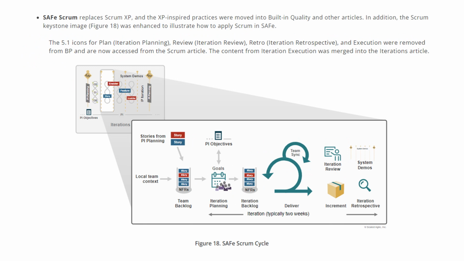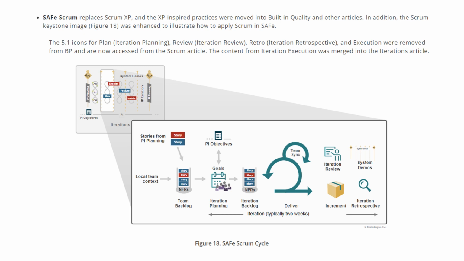In SAFE 6.0, they have introduced the Safe Scrum cycle. Actually, Safe Scrum replaces Scrum XP, right? The XP-inspired practices were moved into built-in quality and other articles. In addition to that, the Scrum keystone image that you are seeing now is enhanced to illustrate how to apply Scrum in SAFE.